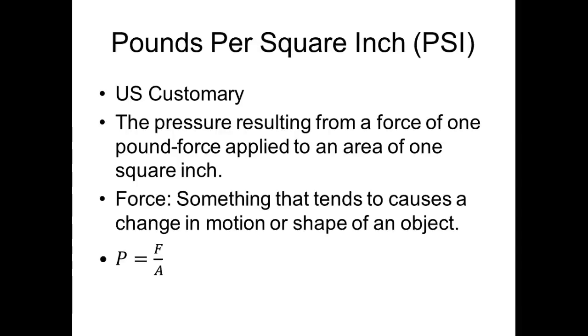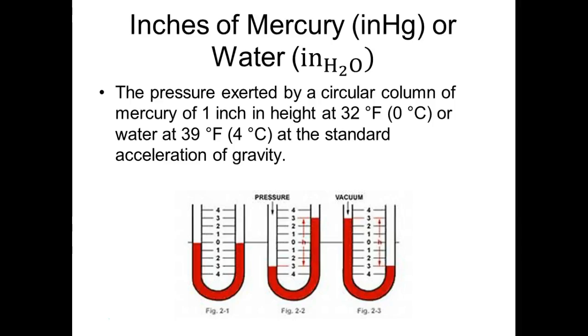U.S. customary, the pressure resulting from the force of 1 foot-pound force applied to an area of 1 square inch. So that's the way we figure area, right? Force, something that tends to cause a change in motion or shape of an object. Everybody okay on those definitions? Pretty straightforward. Hopefully I've heard them before.